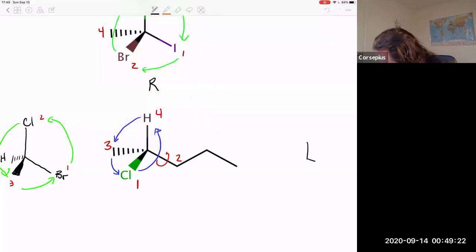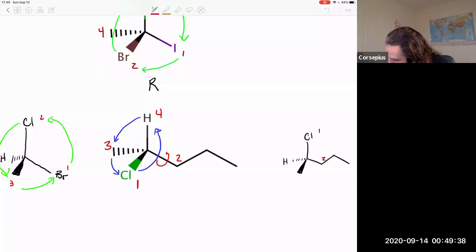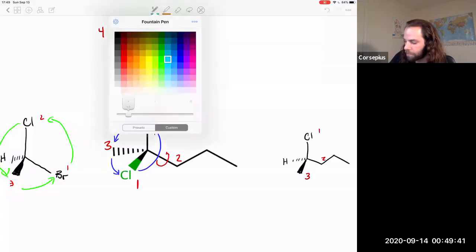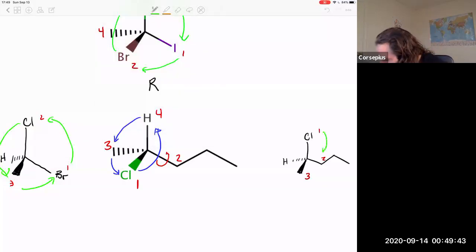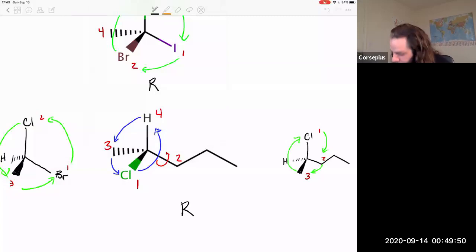Okay, so again, the chlorine took hydrogen's place. Hydrogen is now in the back, and that methyl group is now sticking out. And again, just putting in priorities, 1, 2, 3, and then I'm going to link them up. 1 to 2, 2 to 3, 3 back to 1. That goes in a clockwise direction, so this is my R stereoisomer. Okay?